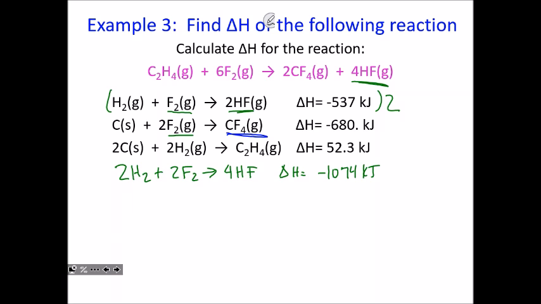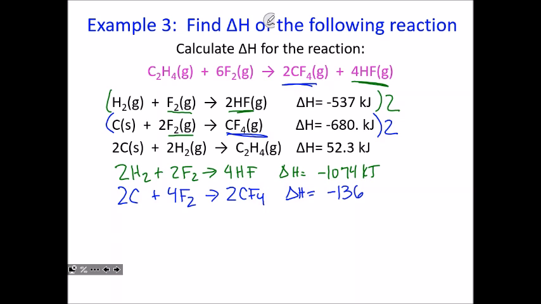Looking at this one, I'm going to match up my CF4, which is up here, okay? Does that one need to be flipped? No. What do I need to do, though, because of the coefficient? So I'm going to multiply this one also by 2. So I do that. Then I get 2 C's plus 4 F2s is going to give us 2 CF4s. My delta H also gets multiplied by 2, so negative 1,360 kilojoules. Good.